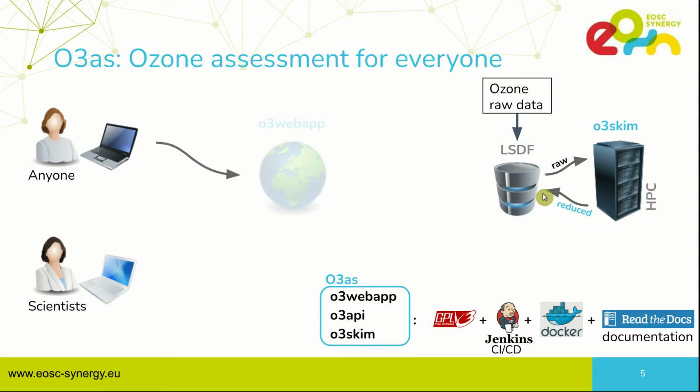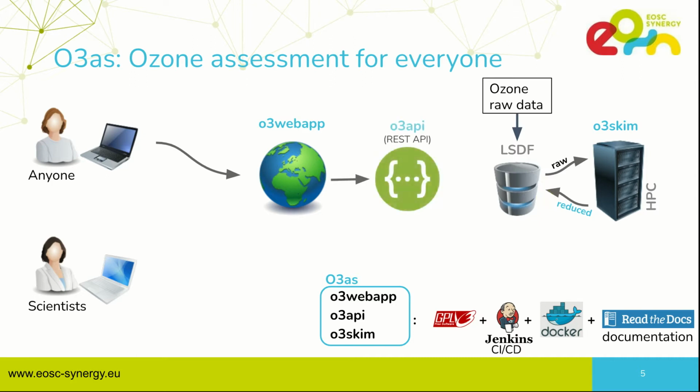A user willing to assess ozone data comes first to our web application, O3as Web App, and configures the request. This request is passed to the O3as API component, which fetches the reduced data, selects and processes it according to the request, and returns a high-quality plot to the user.